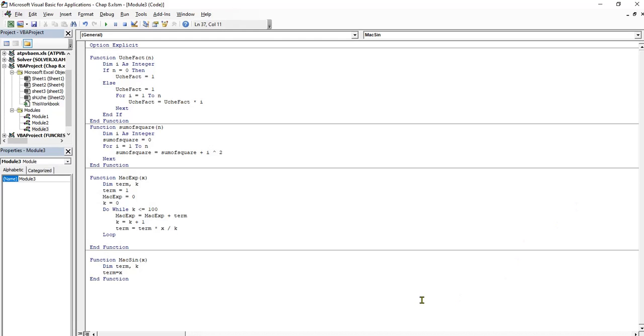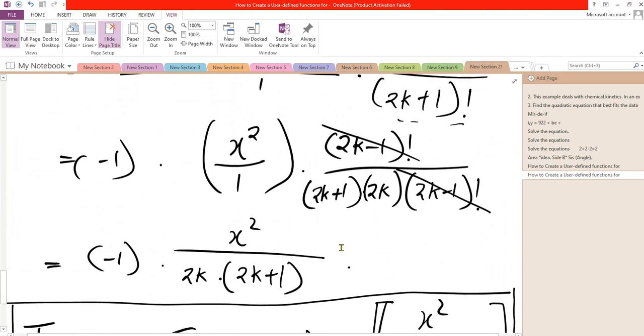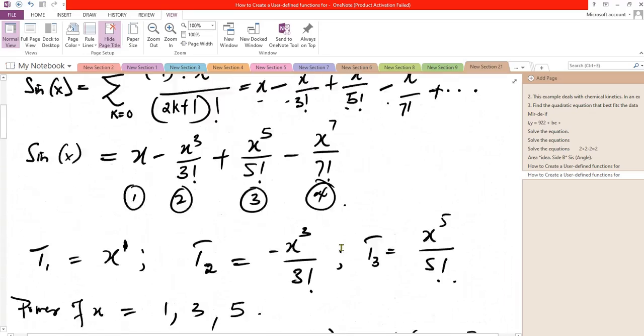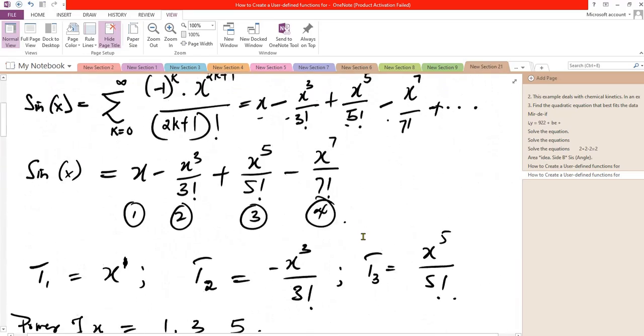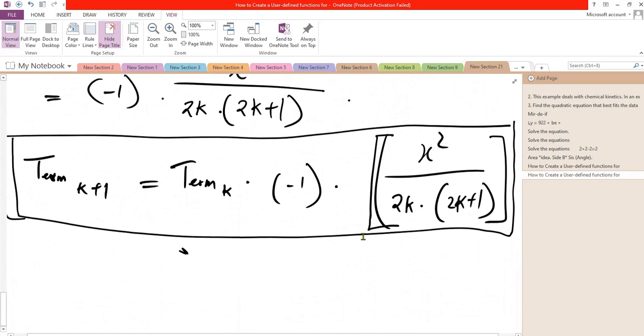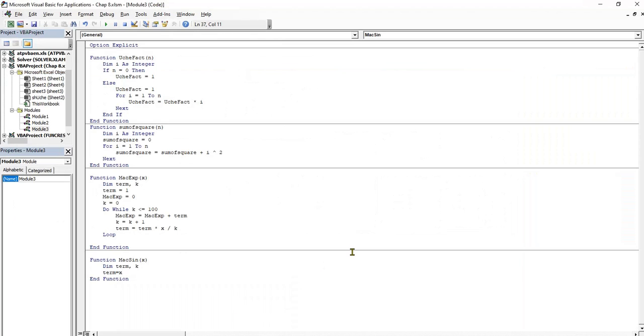We're going to say term is equal to x. So the first term, when you look at the series, is x. So the first term in our program will be equal to x. Now the MarkSine function's initial value will be 0. Now our k should be 0.